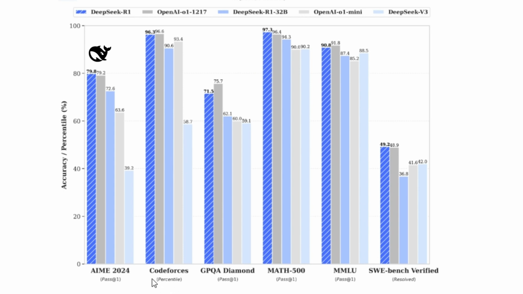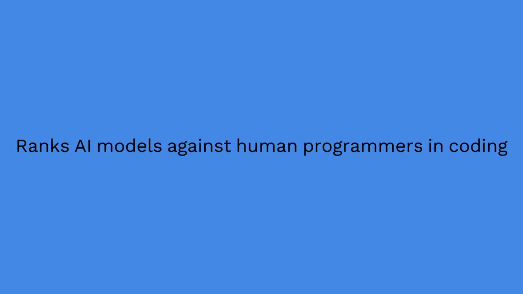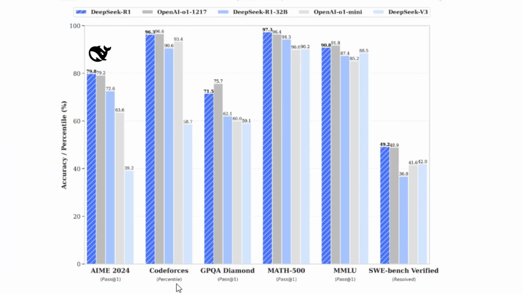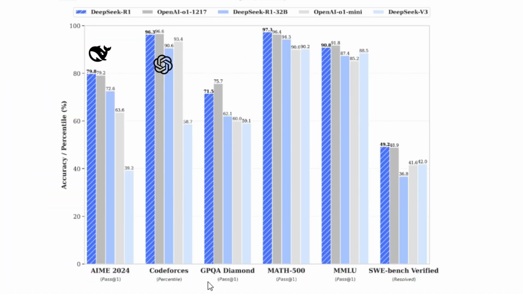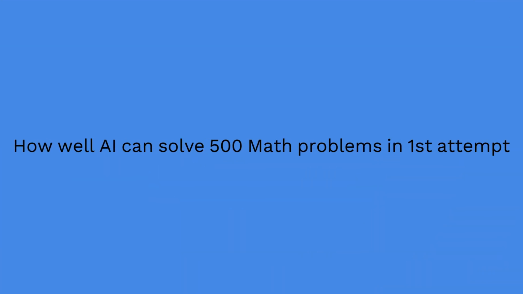Next, let's talk coding. Codeforces ranks AI models against human programmers in solving competitive coding challenges. DeepSeek R1 has 96.3 percentile, while ChatGPT R1 got 96.6 percentile. It is almost neck and neck here, but ChatGPT R1 is closer to the performance of top human coders. Next is the GPQA Diamond benchmark test, how well an AI can answer expert-level questions in fields like science, law, and medicine. DeepSeek R1 scores 71.5%, while ChatGPT R1 scores 75.7%. So ChatGPT R1 is the clear winner this time around. Another math benchmark, Math 500, tests how well an AI can solve 500 diverse math problems on the first try.